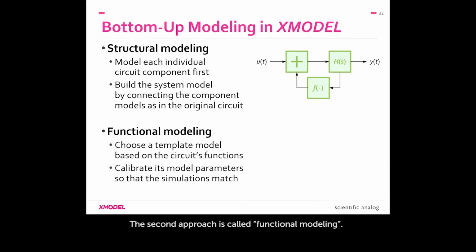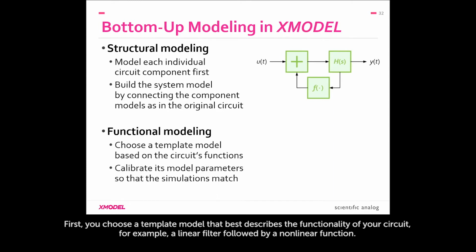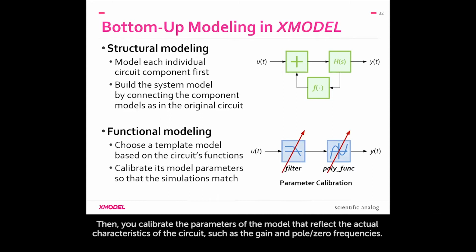The second approach is called functional modeling. First, you choose a template model that best describes the functionality of your circuit. For example, a linear filter followed by a nonlinear function. Then, you calibrate the parameters of the model that reflect the actual characteristics of the circuit, such as the gain and pole and zero frequencies.